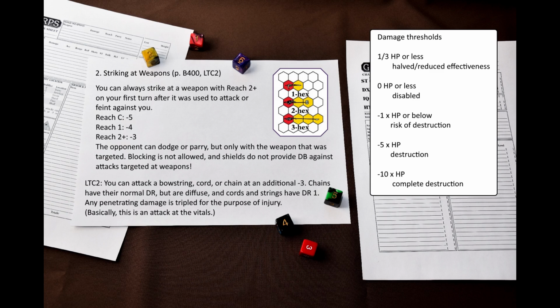GURPS Low-Tech Companion 2 expands these rules a little bit by introducing rules for cutting cords, chains and bowstrings. This is done at an additional -3 penalty. The benefit is that the cord only has DR 1, and any damage that penetrates this DR is tripled for the purpose of injury. Basically, this is an attack at the vitals of the weapon. Chains also are targeted at -3 but are treated as diffuse objects and have full DR.